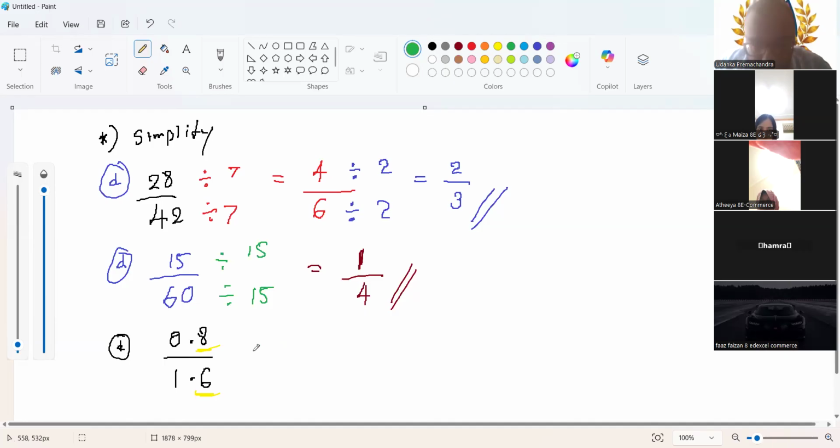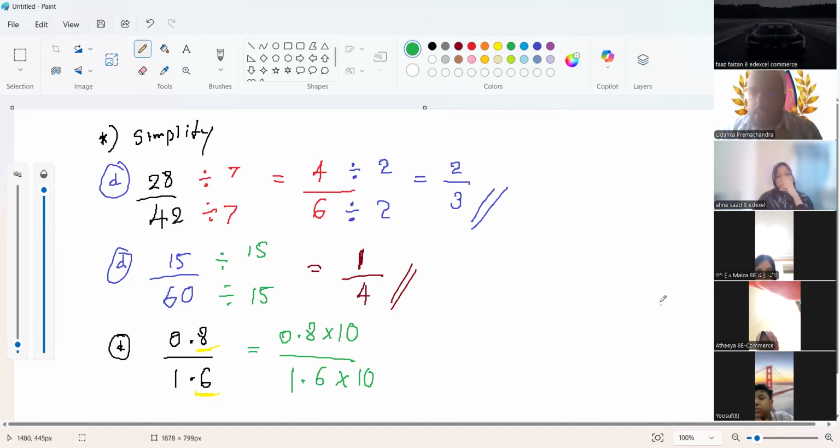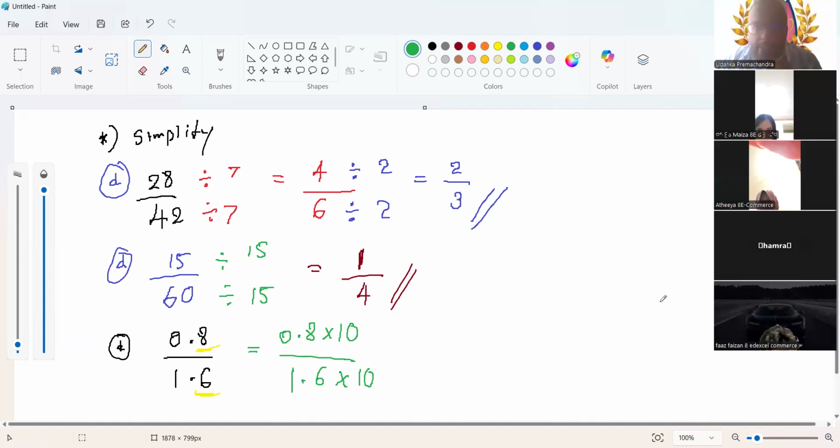You have to multiply both by 10, because there is only one decimal place. You have to multiply both by 10 first. Is that clear? Why? What is the reason? They are having only one decimal place.